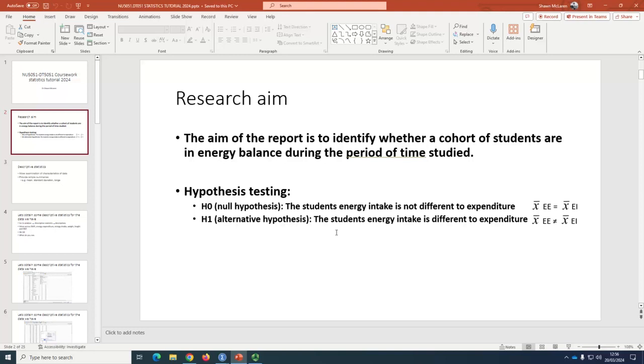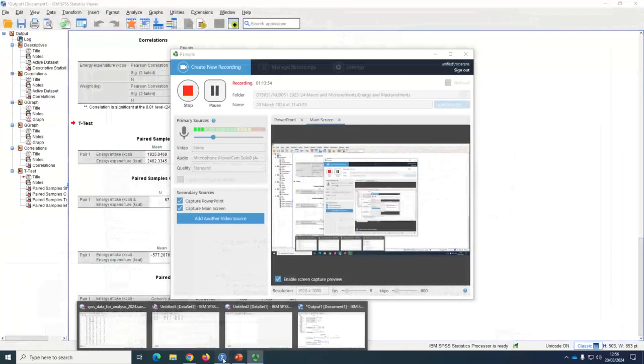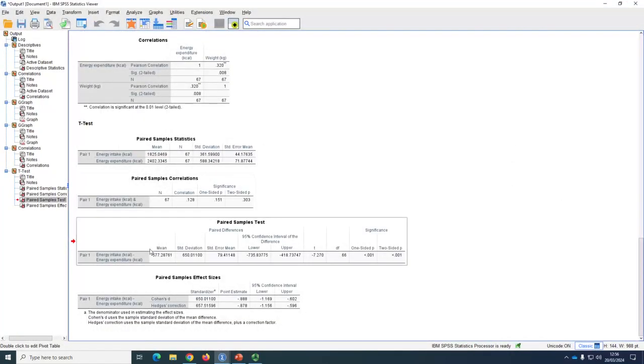If we take a look at your mean difference, minus 577, our students appear to be in calorie deficits by almost 600 calories per day. What do you expect to happen to them? Weight loss. They're going to lose weight if we carry on like that. Probably quite a lot of it. That's like a kilogram a week, so that's a lot of weight loss on average. So that's the practical implication.